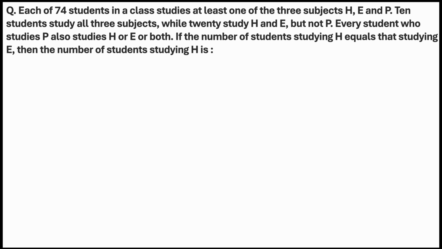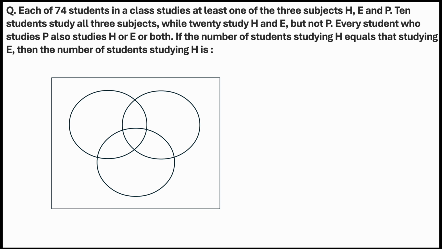It's very clear that we have 74 students in the class and they all study at least one of the three subjects. So we have to basically make a level 3 Venn diagram, and the subjects are H, E and P. So the circles have to be named as H, E and P. A total of 74 students are there, so the universal set is 74. As per the question, every student studies at least one, so there are zero people who study none of the three subjects, right?